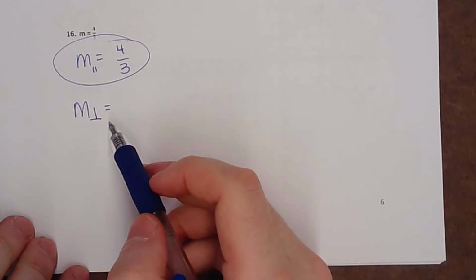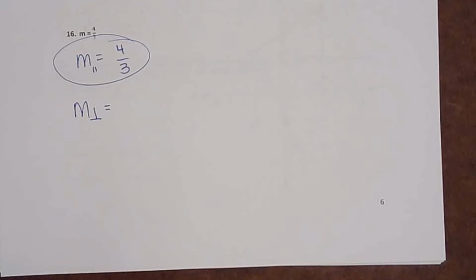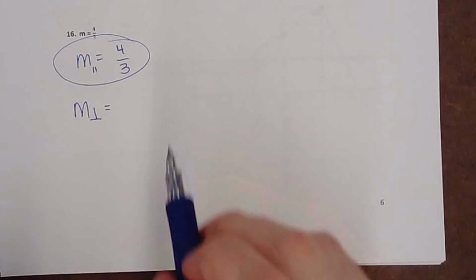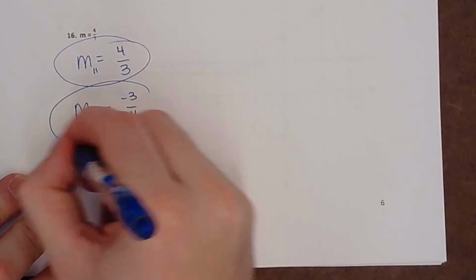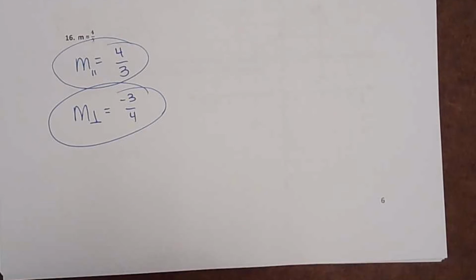Perpendicular slope. I need somebody to do number 16 for me. Mr. Stryker, what's the perpendicular slope going to be here? -3/4, because we flip it and negate it. Wonderful. Questions on that? Good.